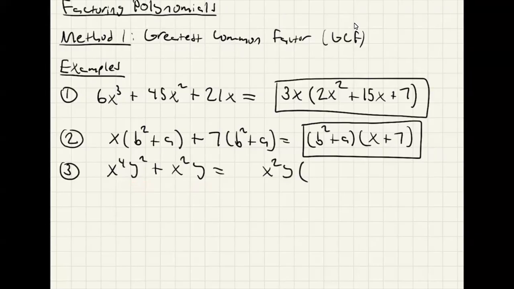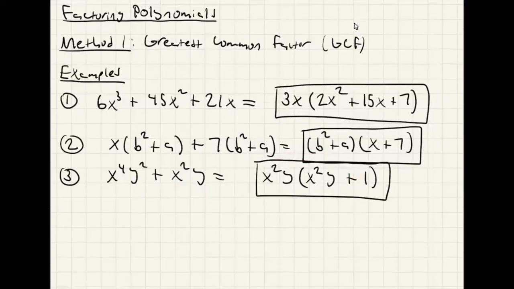And we see what's left behind. If we take away x squared from here, what's left behind is x squared. And then if we take out the y, what's left is a y. And then for this term, if you take away an x squared and you take away a y, all that's left behind is just a 1. Because if you do x squared y times 1, you get x squared y back. So that would be this factor.